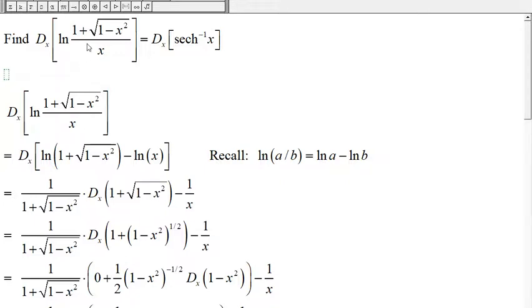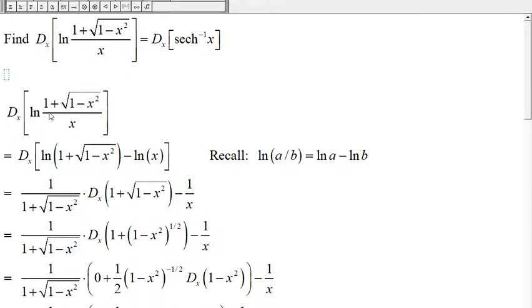Here we have the natural log of 1 plus the square root of 1 minus x squared, divided by x, and we want to find the derivative of this function right here. And this function right here is the hyperbolic secant inverse of x.